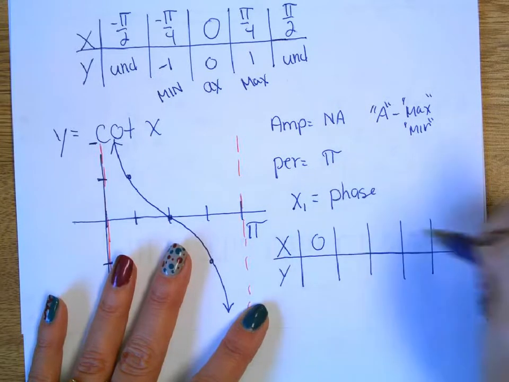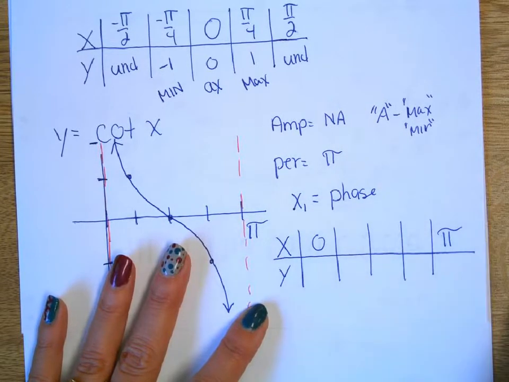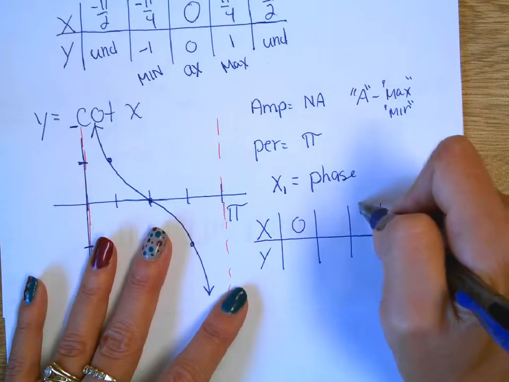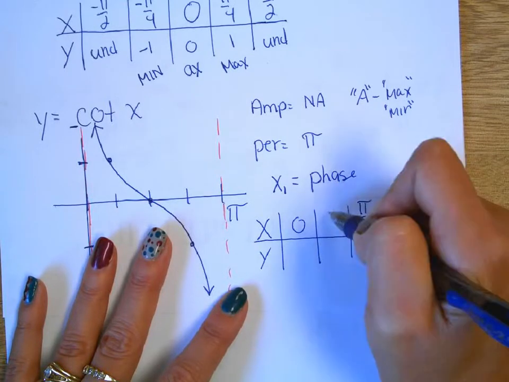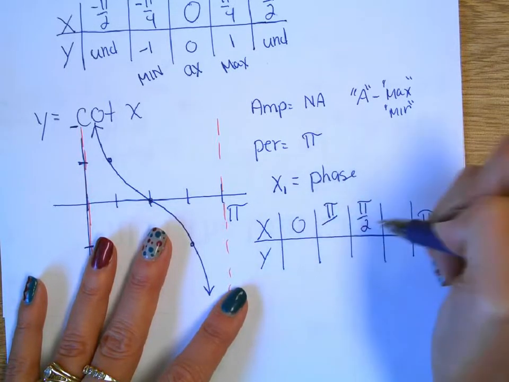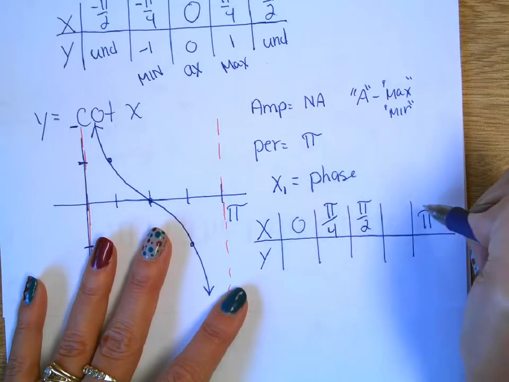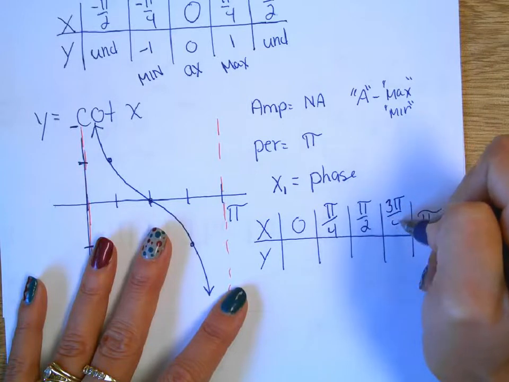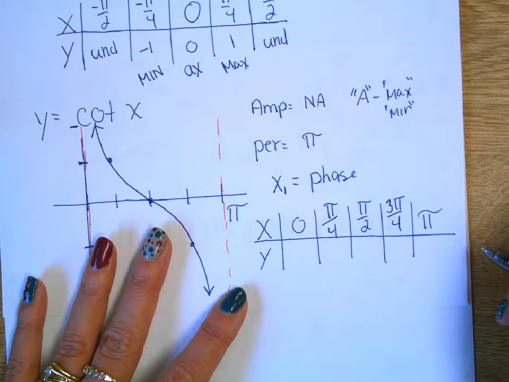So we're going 0 to pi. The period is shorter for tangent and cotangent. So what does that put in the middle? Pi over 2. Then pi over 4, and then 3 pi over 4. So 1/4, 1/2, 3/4.